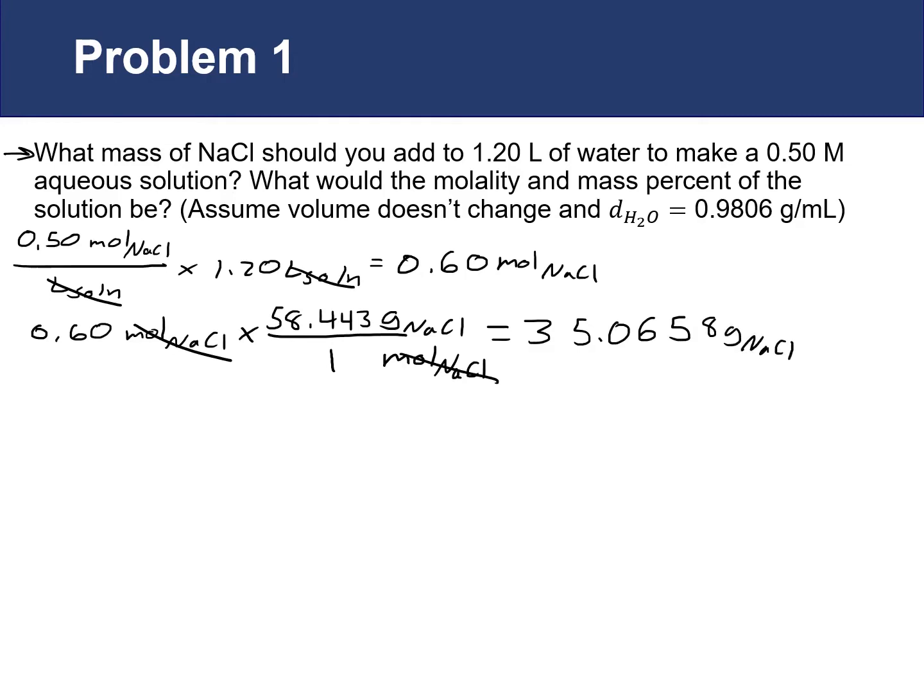In terms of significant figures, our initial moles here had 2 significant figures from our initial concentration, which only has 2. So in the second calculation, the 0.60 moles of sodium chloride times our molecular weight, the first value has 2 sig figs, the molecular weight has 5, and so our end answer will have 2 significant figures. So that will come out to be 35 grams of NaCl.